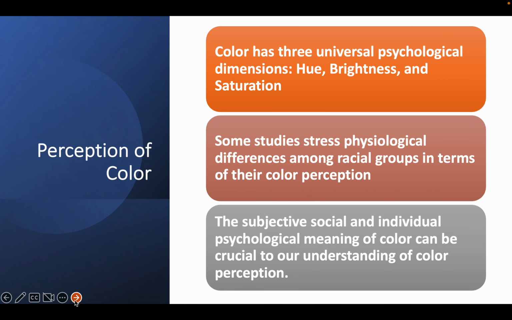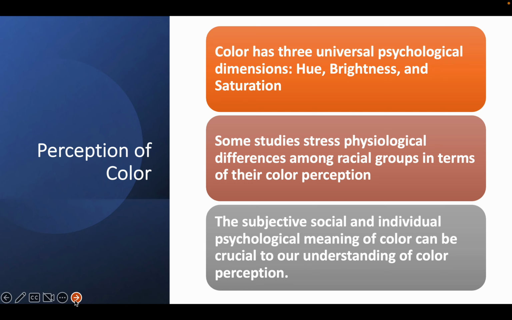When we talk about perception of color, we have to talk about exactly what color is. Color has 3 universal psychological dimensions. We have hue, which is basically what people mean by color; brightness, which refers to the color's intensity; and saturation, which indicates the color's purity.